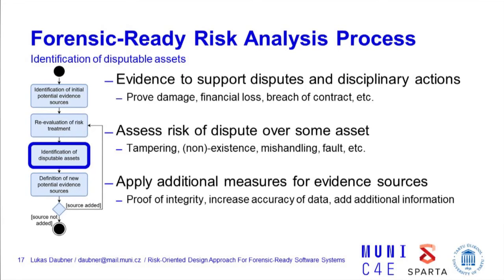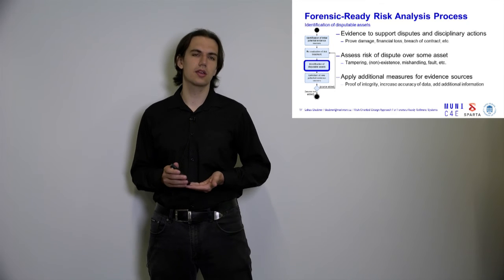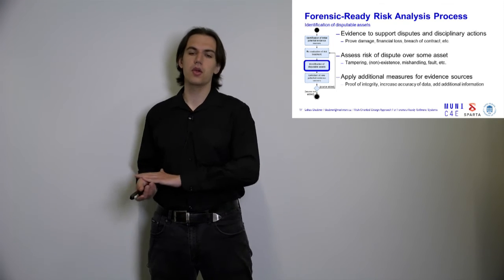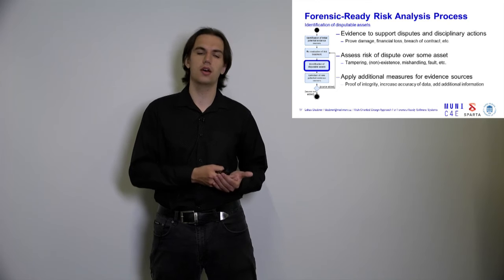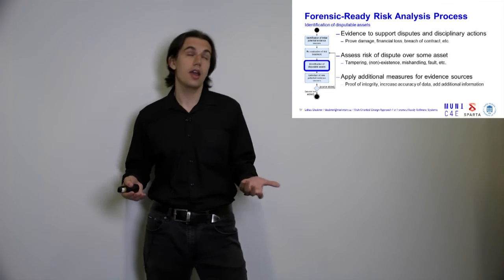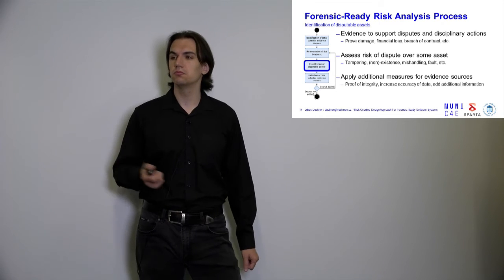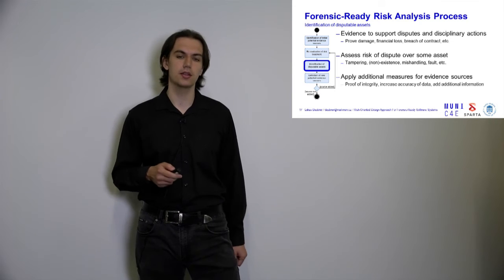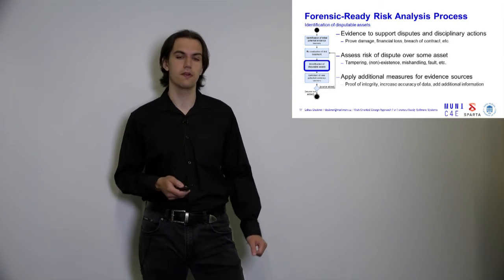And also, we want to look at disputes. This is more of a business risk than a security risk, but still, a user may place a dispute over some asset, or we need some evidence to dispute something ourselves. For example, tampering, non-existence of some asset, or, for example, contract breach from a third party. So we want to have evidence for it.